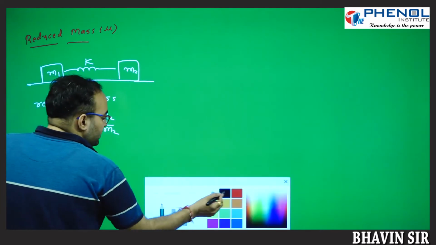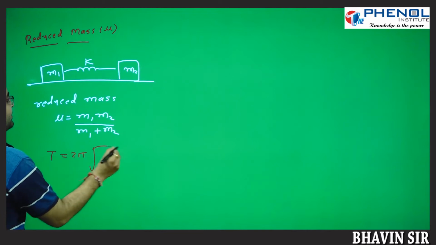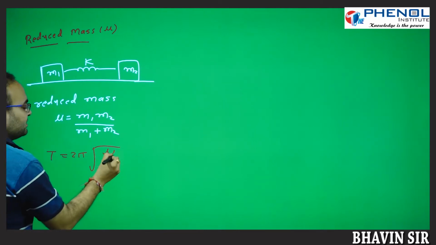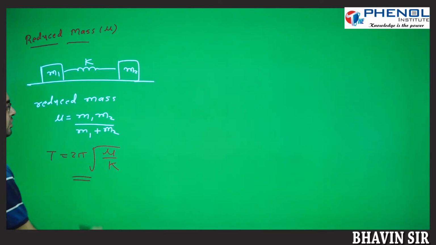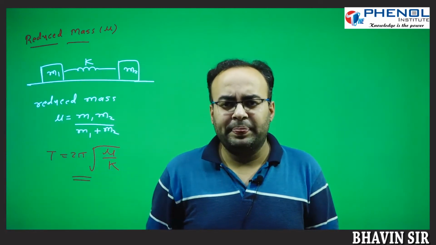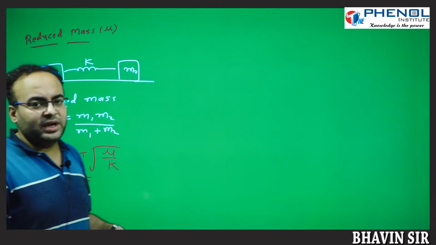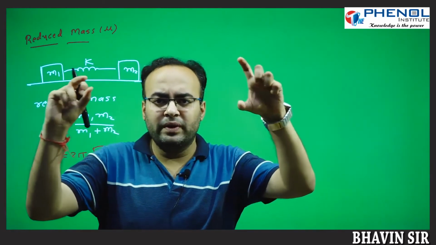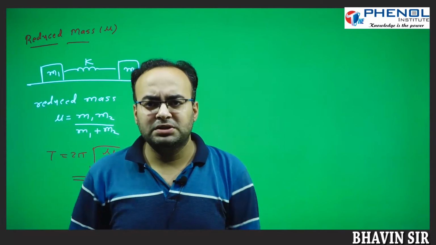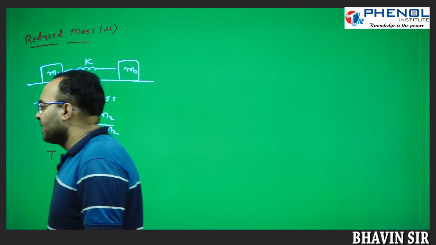So now what is the formula of time period? See, time period is 2 pi root of m by k, but here we consider reduced mass mu. So here we write mu by k, not m by k but mu by k. Mu is the reduced mass. We consider reduced mass when between two blocks one spring is connected.